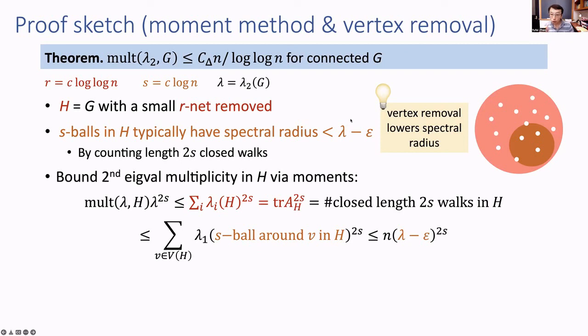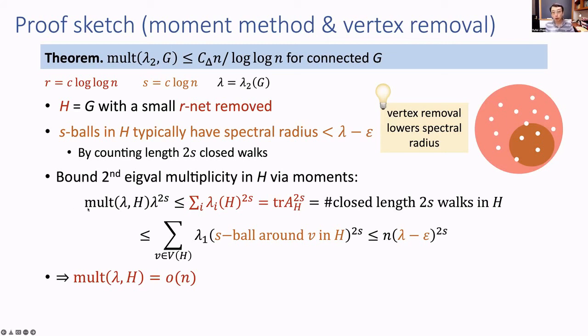And so the number of such walks comes from analyzing the adjacency matrix of this ball. And in particular, I can upper bound it by the spectral radius of this ball raised to the 2s power. So we can bound the number of closed walks of length 2s starting from a vertex V by the spectral radius of the radius s ball around V in H. But we just said that that ball has a reduced spectral radius because of the net removal lemma. Now, comparing the left-hand side to the right-hand side, you see that there's a reduction here, and that reduction will allow us to deduce a bound on the second eigenvalue multiplicity.